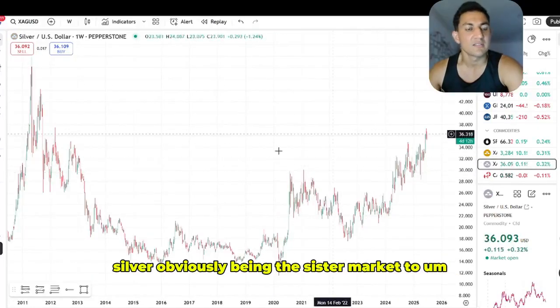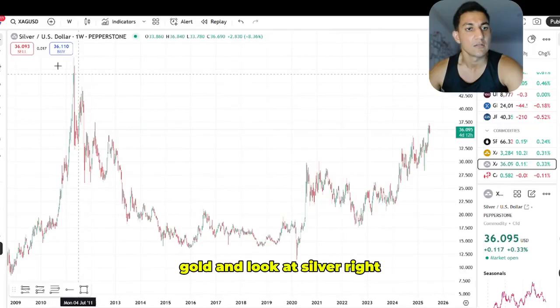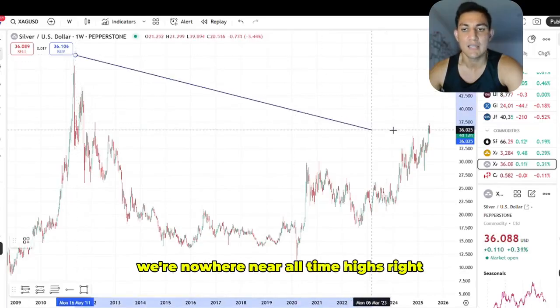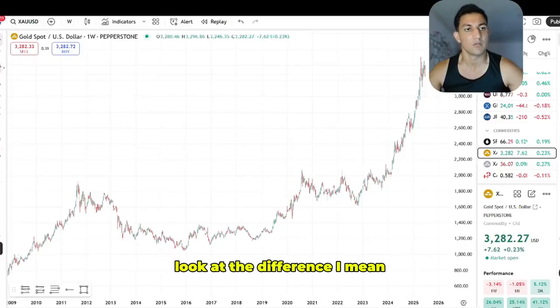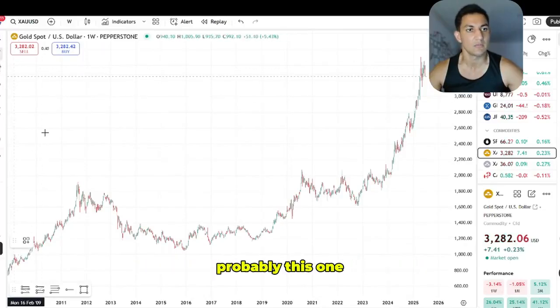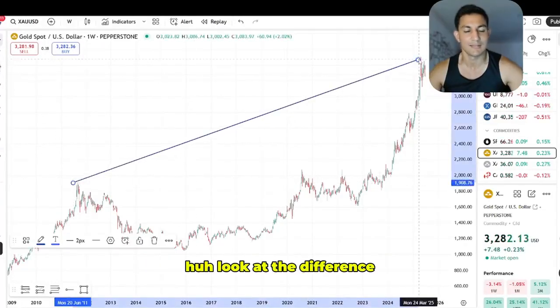Silver obviously being the sister market to gold. And look at silver, right? We're nowhere near all-time highs. Overall, nowhere near all-time highs. Look at the difference. I mean, I'm not even sure what high it would be. Probably this one. Look at the difference.